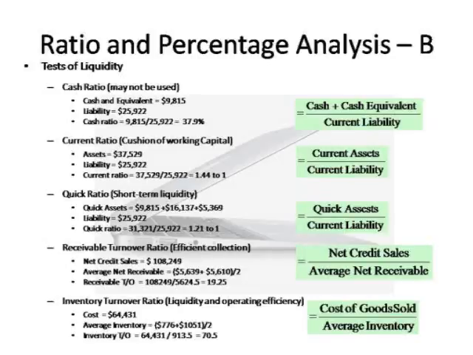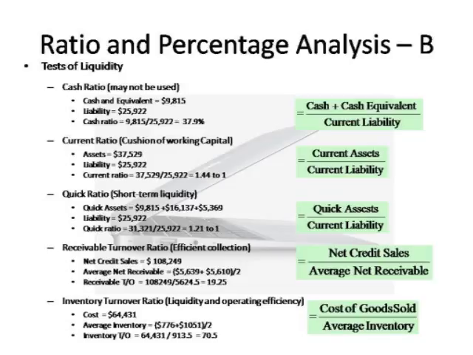On the next slide, we'll continue going over this ratio and percentage analysis. The second test for the ratio and percentage analysis is the test of liquidity. The first one of the liquidity tests is the cash ratio. But this is not very important because most institutions would not use it. Instead, they use the current ratio, which is the cushion of working capital. It is defined by the assets versus the liabilities.